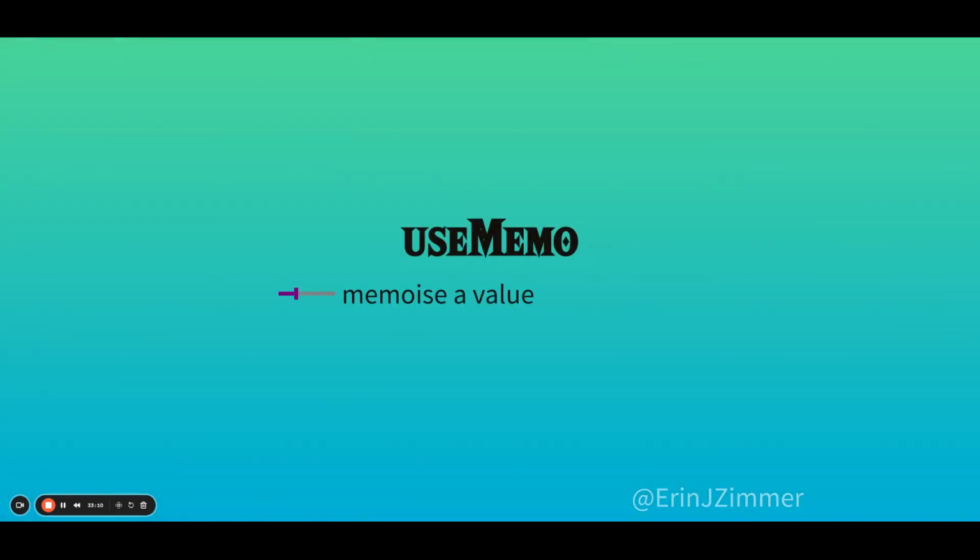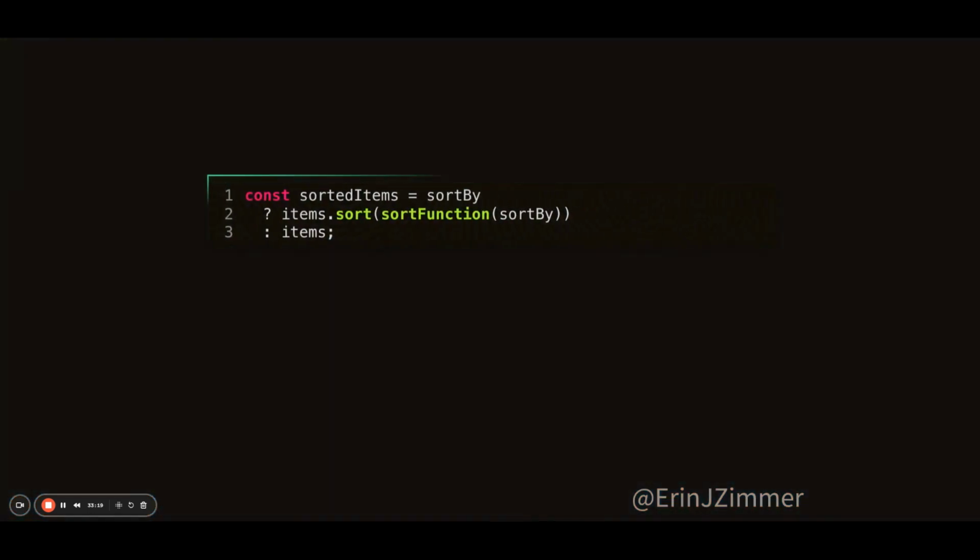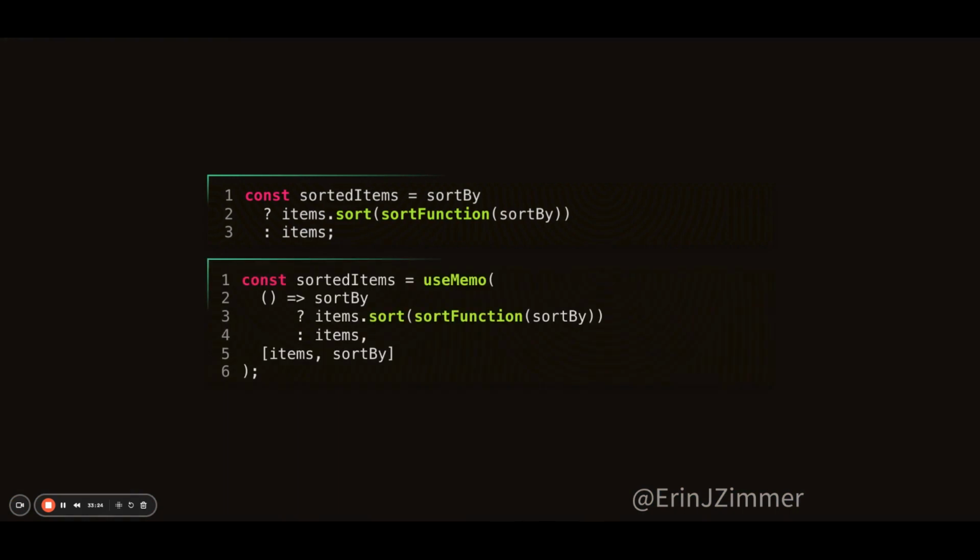So useMemo memoizes a value, which means that it stores a value and it only recalculates it if it's actually going to change. So if we wanted to memoize our sorted items here, it would look like this. So once again, useMemo is a function which takes 2 arguments. The first argument is a function that does the calculation to figure out our value. In this case, it's a function that sorts the list of items. The second argument is a list of dependencies.